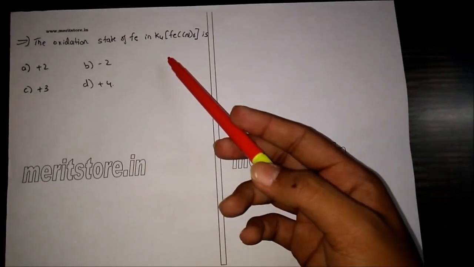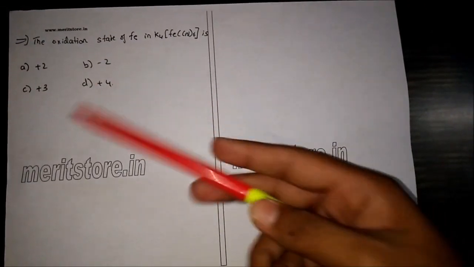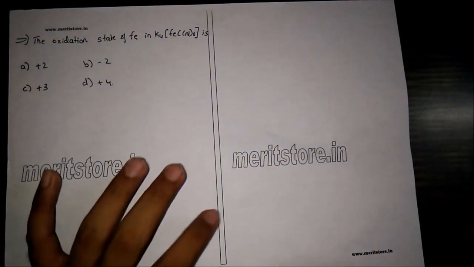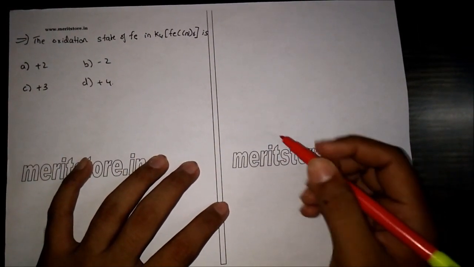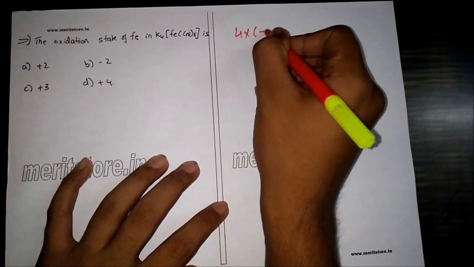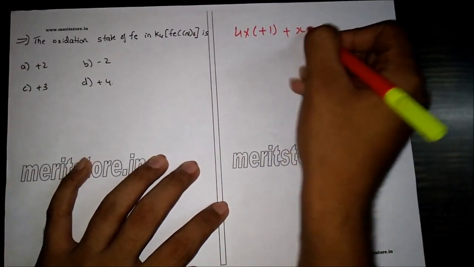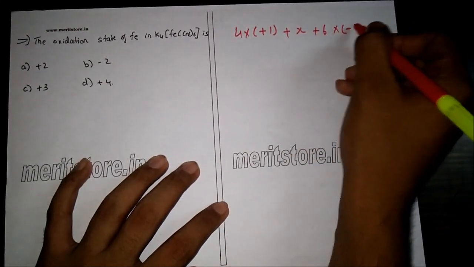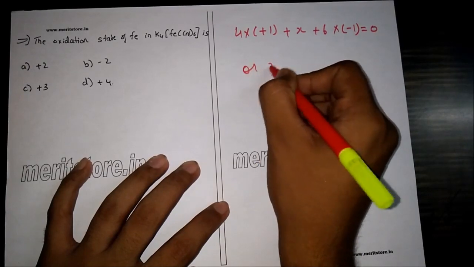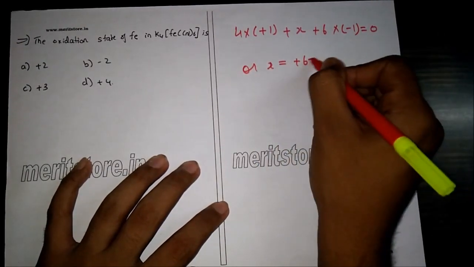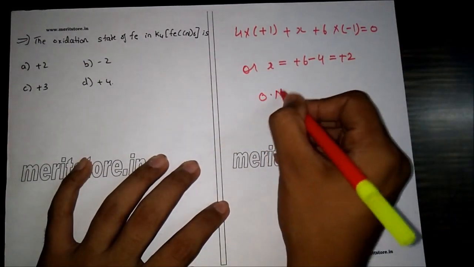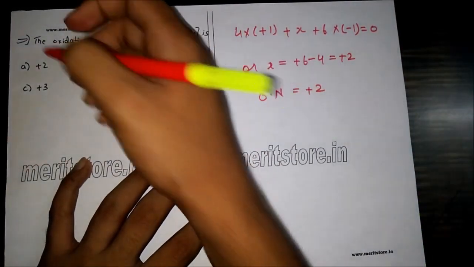Oxidation state of Fe in K4[Fe(CN)6] is A) +2, B) -2, C) +3, and D) +4. Now let the oxidation state of Fe be X. Therefore, 4 into +1, plus X, plus 6 into -1, which is the oxidation state of CN, is equal to 0. Or X is equal to +6 - 4, which is equal to +2. Therefore, the oxidation state of Fe is +2, which is option A.